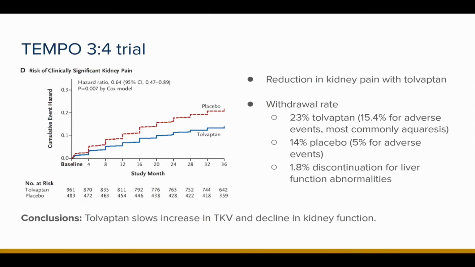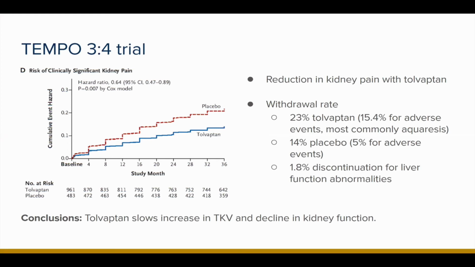Now, one of their other secondary endpoints was clinically significant kidney pain, and this was also found to be significantly different between the two groups, showing that Tolvaptan may have an effect in reducing kidney pain for these patients, with a hazard ratio of 0.64. Now, Tolvaptan is a medication that does have side effects predominantly related to aquaresis, where they present with polyuria, thirst, nocturia, which can be bothersome, as we know. And this led to a higher withdrawal rate from the treatment arm of 23% compared with placebo.